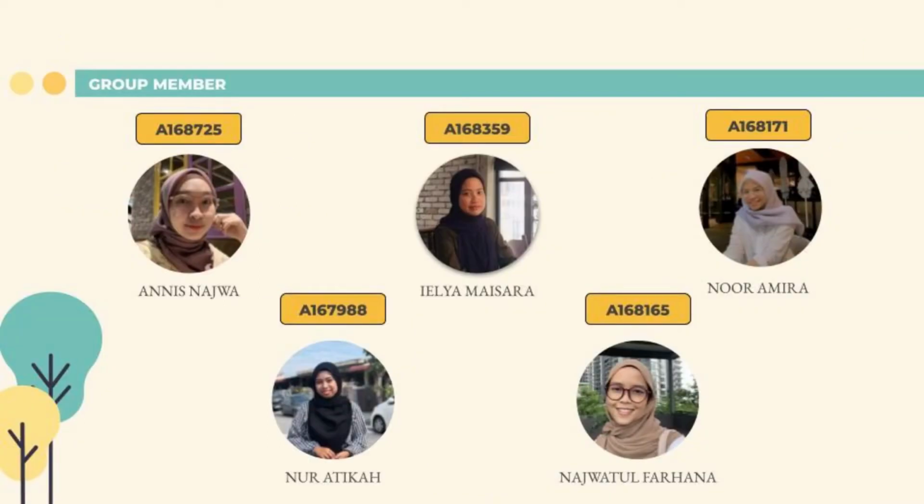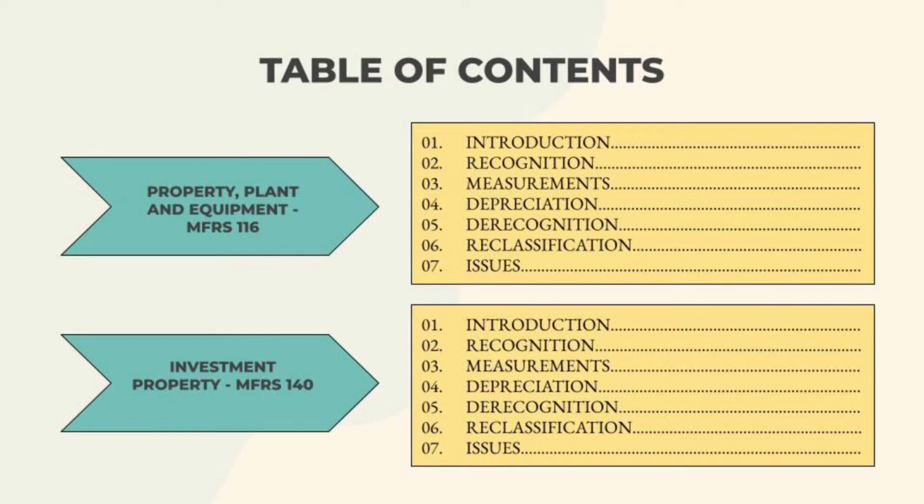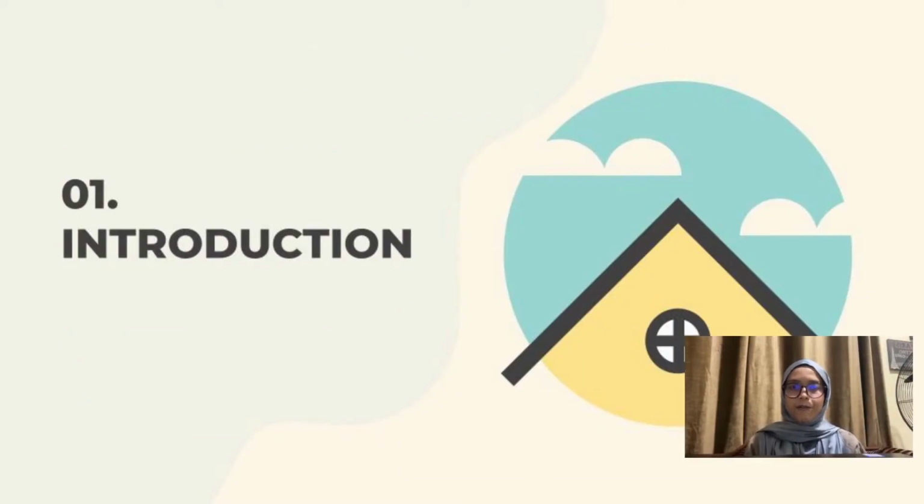So our group has 5 members, which are Najwa, Ielya Maisara, Noor Amira, Noor Atikah and Najwatul Farhana. In this topic, we will talk about property, plant and equipment in MFRS 116 and investment property in MFRS 140, that include introduction, recognition, measurement, depreciation, de-recognition, reclassification, and also issues about property, plant and equipment and investment property. The definition of PPE.